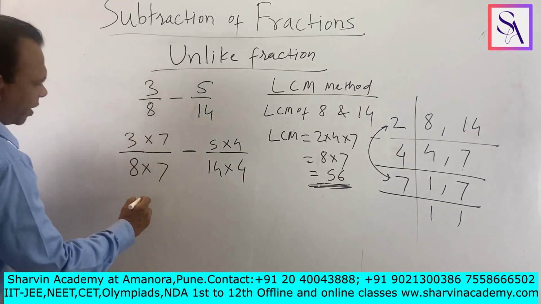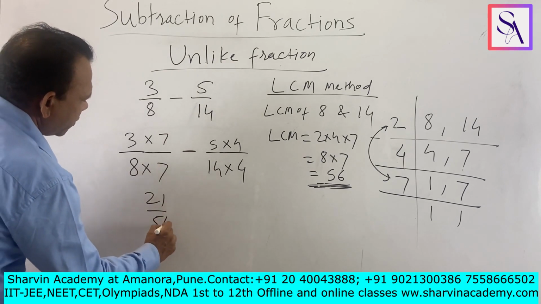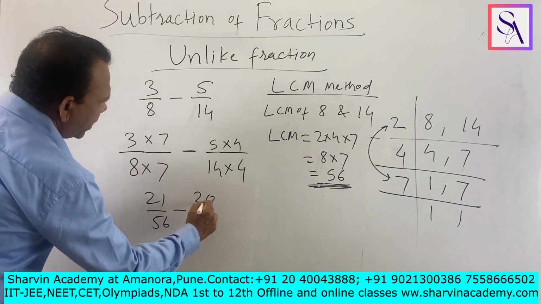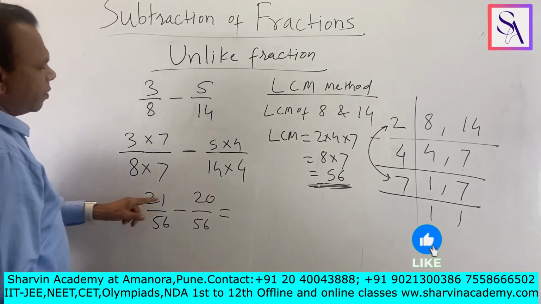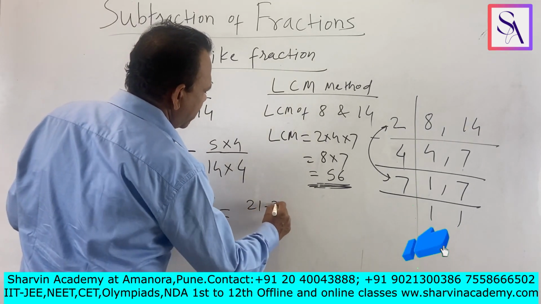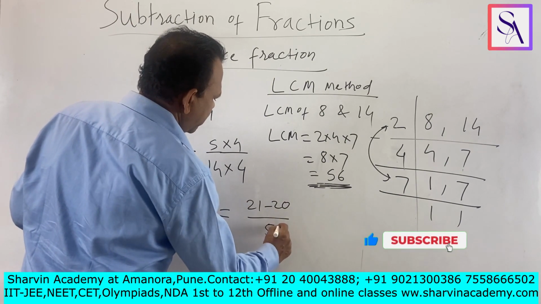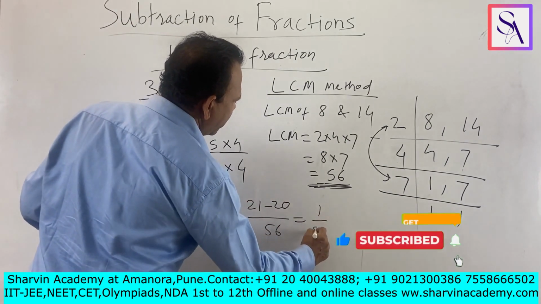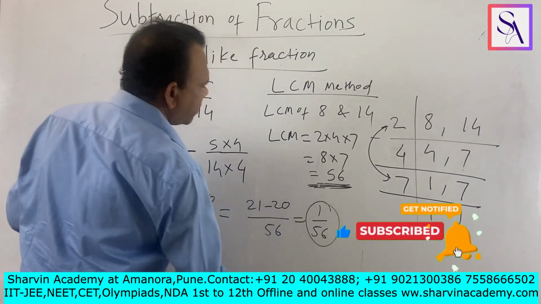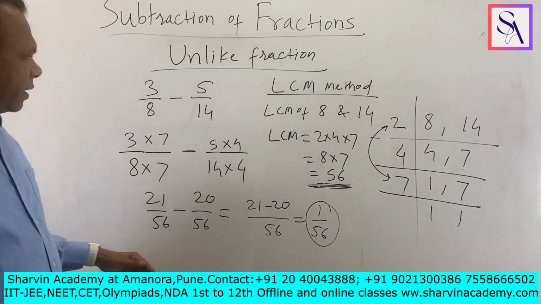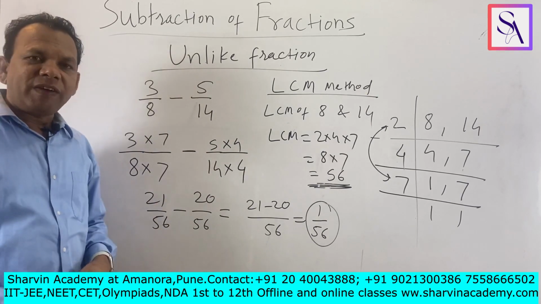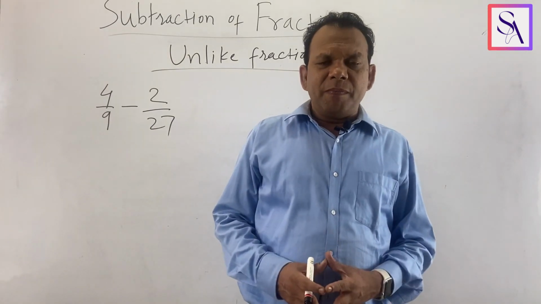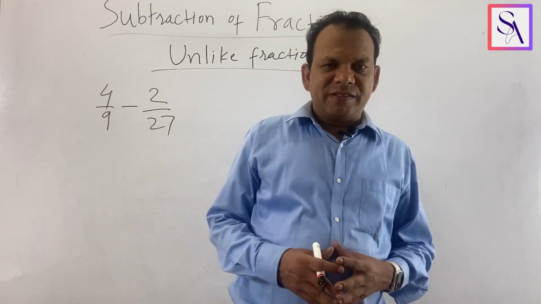So 7 3s are 21, 56 minus 20, 56. So 21 minus 20 by 56. So 1 by 56 is my answer. In this way, we do subtraction of unlike fractions. Now take another example so that you will get more practice.